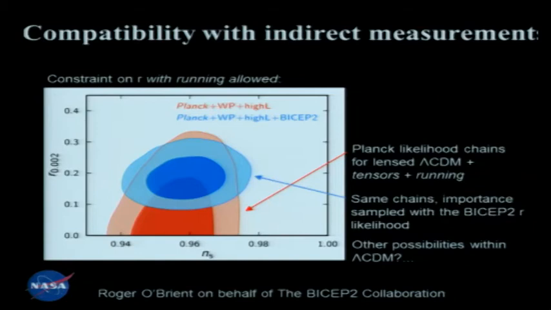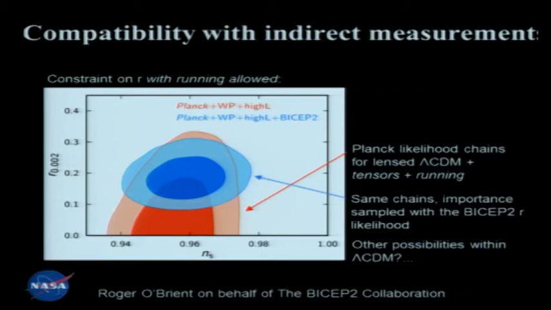And in fact, if you take those likelihood chains and you importance sample them with the BICEP R likelihood, then you get this sort of joint constraint. So this is one means of resolving this tension. We don't advocate it as the means, but we look forward to other people offering other possibilities.